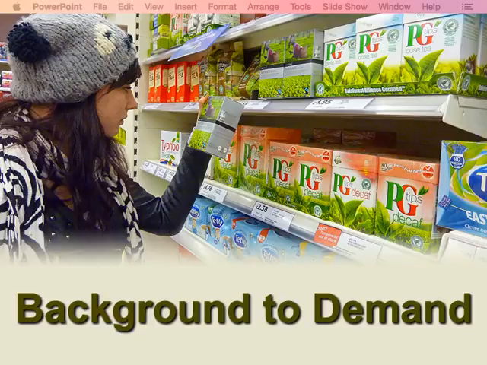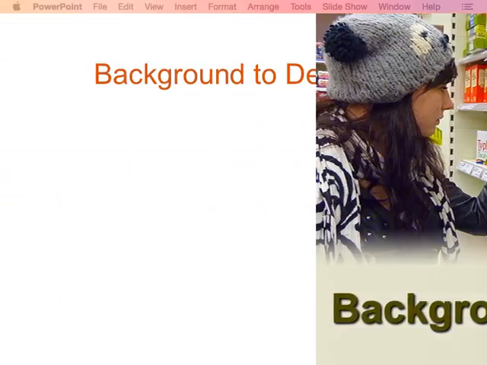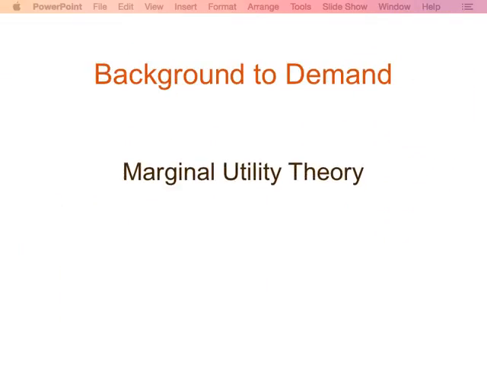So, background to demand. We now talk about some determinants of demand that we didn't talk about so far. We talked about third factors that determine the demand. It makes the demand shift. But now, what drives the people to demand more? What motivates or influences the people's choice of purchasing an extra unit of goods? It's a theory of marginal utility, or utility theory.